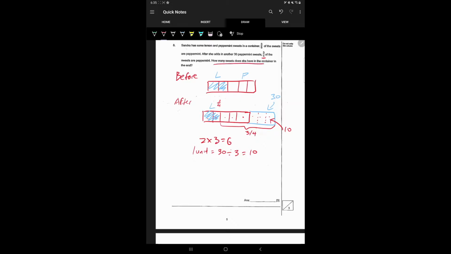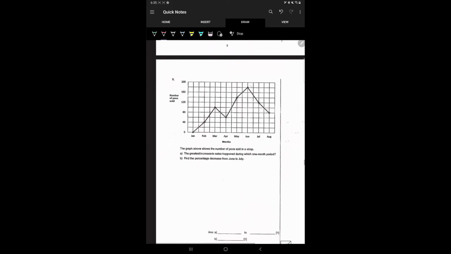So how many sweets does she have in the end? It's basically 1, 2, 3, 4, 5, 6, 7, 8, 8 units. Equals to 10 times 8, you get 80, which is your answer.